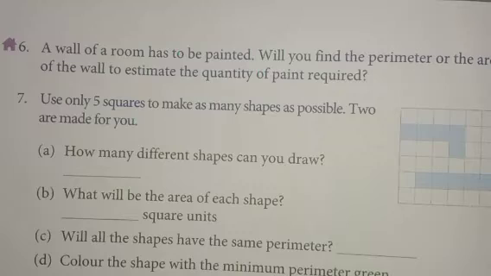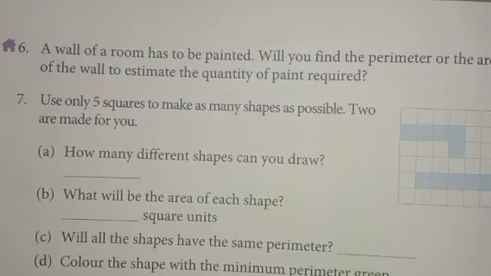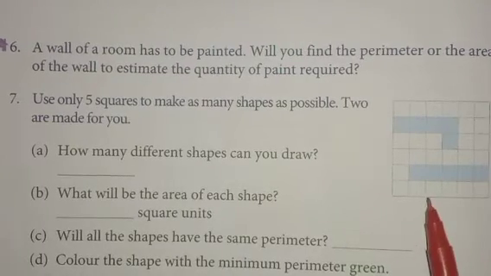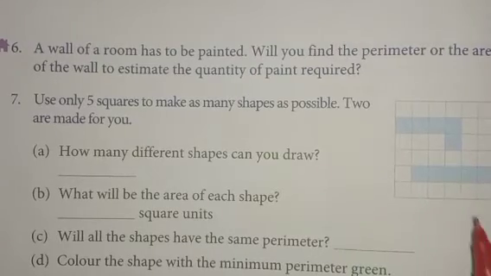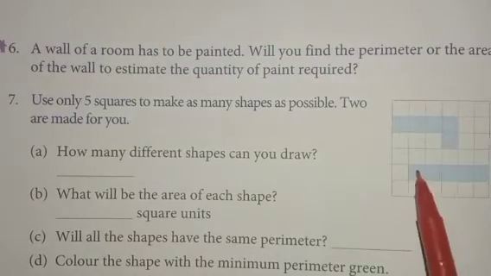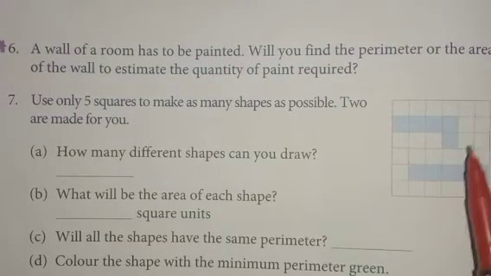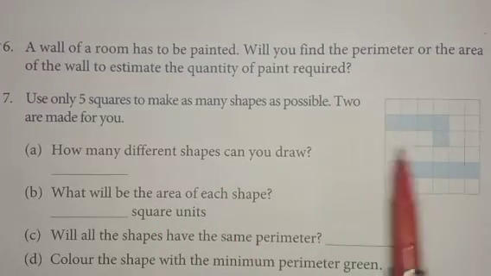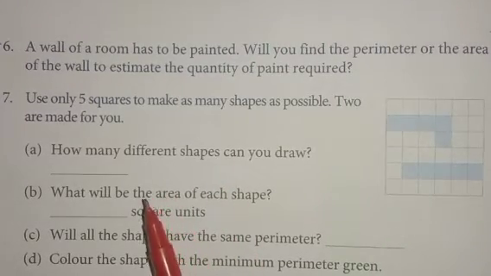Okay. Next, use only 5 squares to make as many shapes as possible. 2 are made for you. So how many different shapes can you draw? You can use 5 squares only, and then you can draw different shapes. Here 1, 2, 3, 4, 5. Here also 1, 2, 3. You can use any 5 squares and draw different shapes. How many different shapes can you draw? Then you can write how many shapes you drew right here.